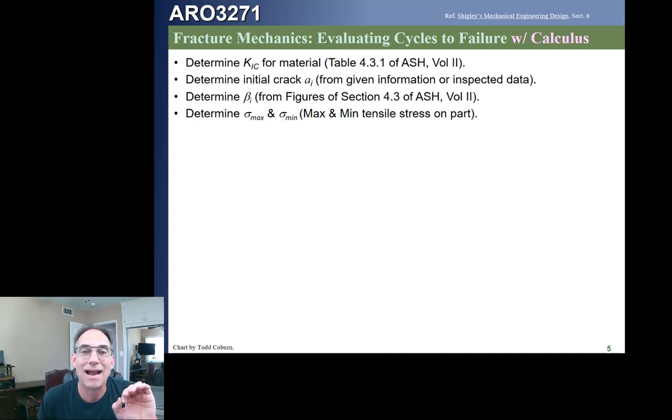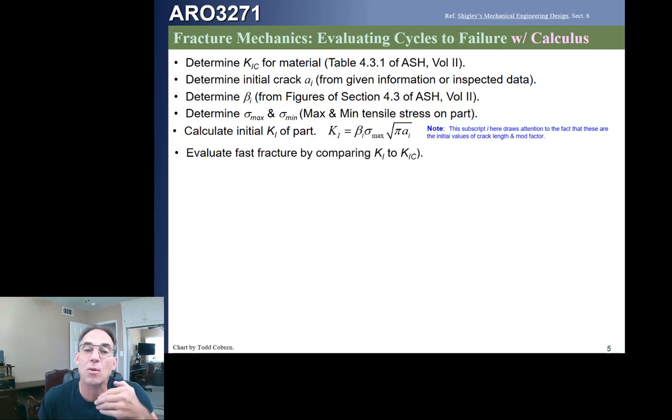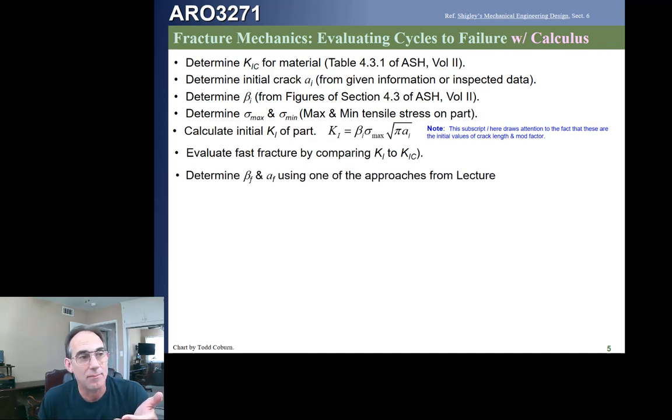We're going to figure out our maximum and our minimum stress, far field stress applied to the part, and we're going to use all of this information to calculate our, first we're going to calculate our stress intensity. In a moment we'll also check our change in stress intensity, okay? So once again, we plug in here to get the stress intensity, and we evaluate whether we're already at fast fracture or not by comparing that stress intensity to our critical stress intensity, okay?